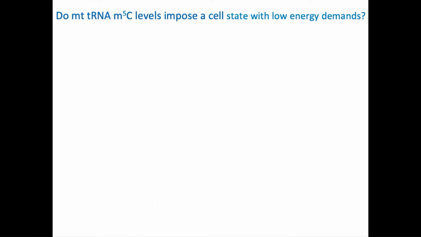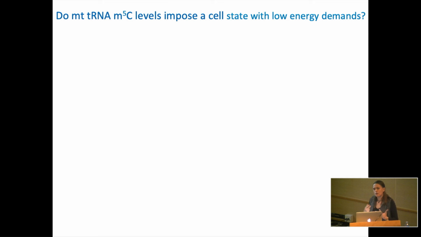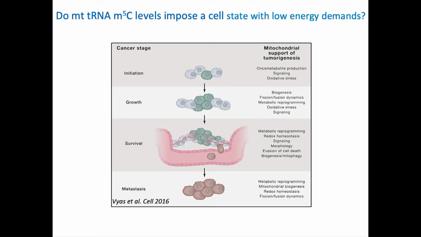But we were wondering, okay, when we now want to know what the function of the tRNA methylation is in this case, again, I think what is really important for RNA modifications is that you need to have a dynamic system where you can analyze the function. You need to find a situation where the modifications are important, right? And so again, we were wondering if the mitochondria are really important to instate a cell state with a low energy demand, then we need a system that goes through changes of this, right? And in this case, the system that came to our mind was the whole process of tumorigenesis, right? Because in all stages, from initiation, growth, survival, and metastasis, the mitochondria have been implicated to be important for it, right?